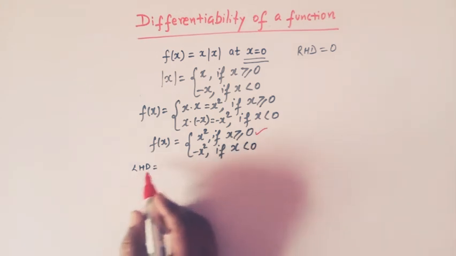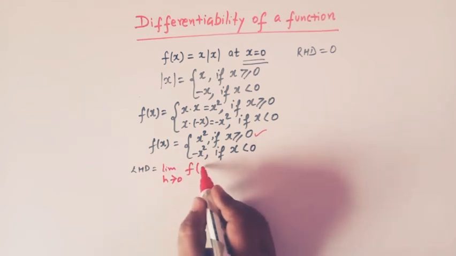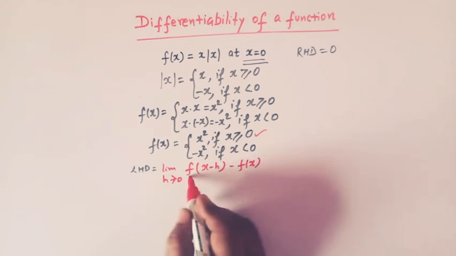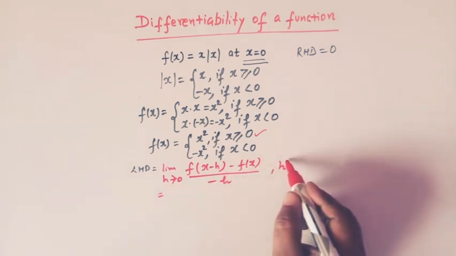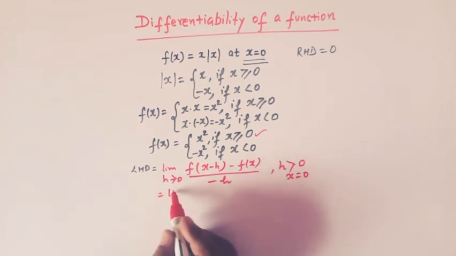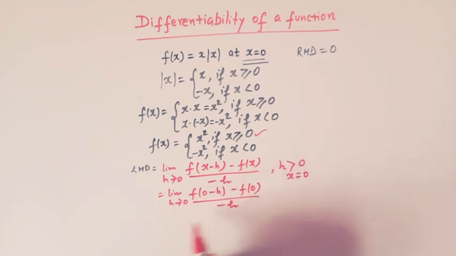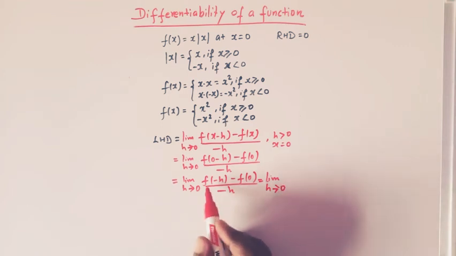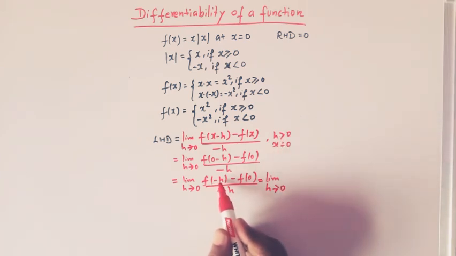Now let us find the left hand derivative. So left hand derivative is defined as limit h tends to 0 of f of x minus h minus f of x divided by minus h. So here again the quantity h is very small, but it is always greater than 0, and for x we have x equal to 0. So we can write limit h tends to 0 of f of 0 minus h minus f of 0 divided by minus h. So we have limit h tends to 0 of f of minus h minus f of 0 divided by minus h, and here we have f of minus h, right? h is a positive quantity and minus h is a negative quantity.